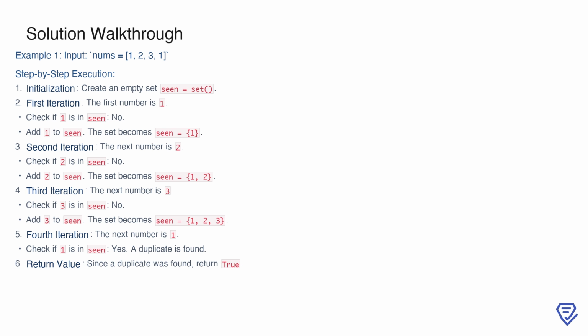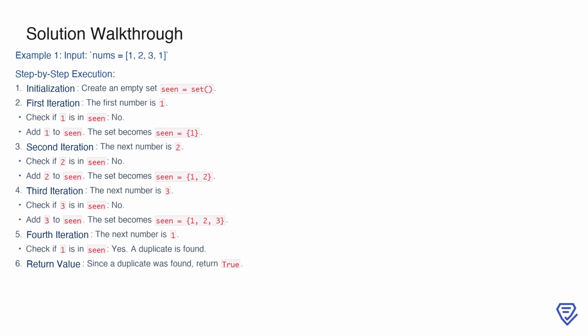To solve the problem of detecting duplicates, we start with the first example where the input is nums equals 1, 2, 3, 1. The process begins by initializing an empty set called seen. This set will help us keep track of the unique numbers we encounter. Now, in the first iteration, we look at the number 1. Since 1 is not in the seen set, we add it, and the set becomes {1}.